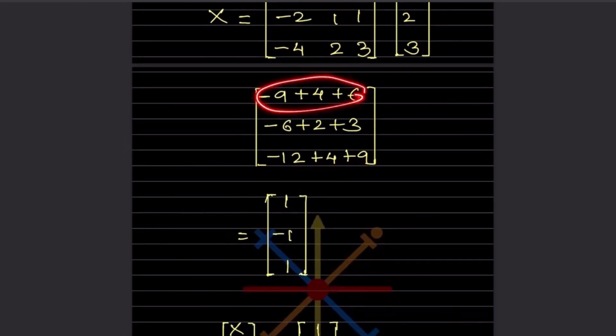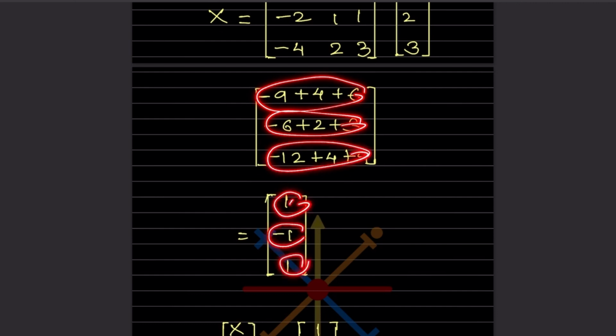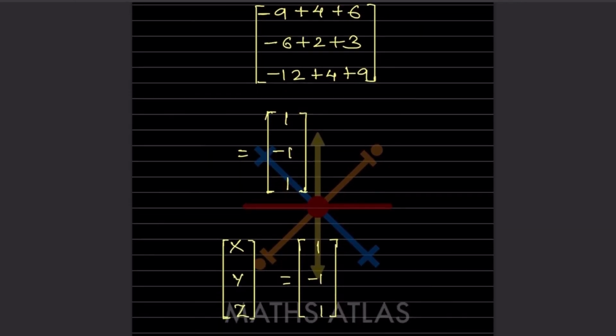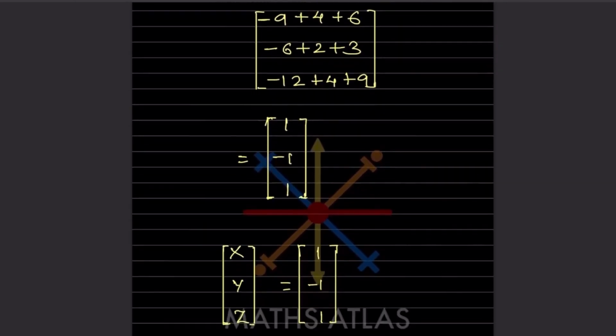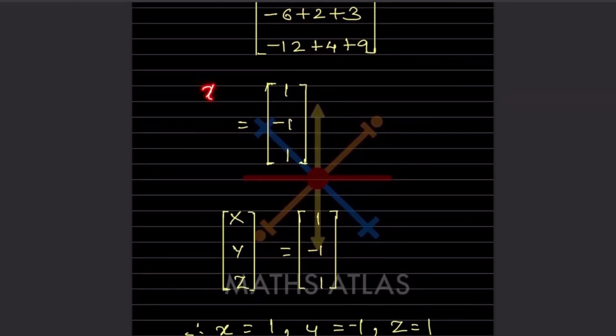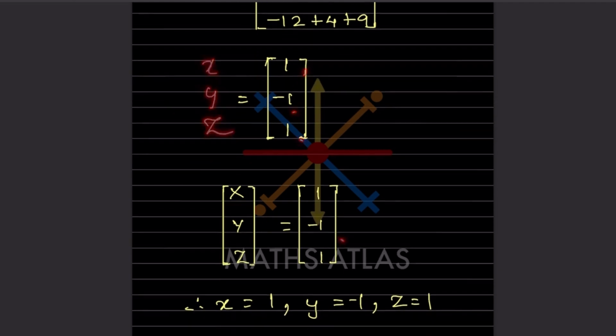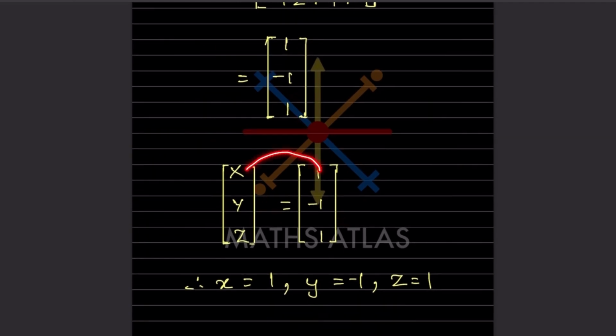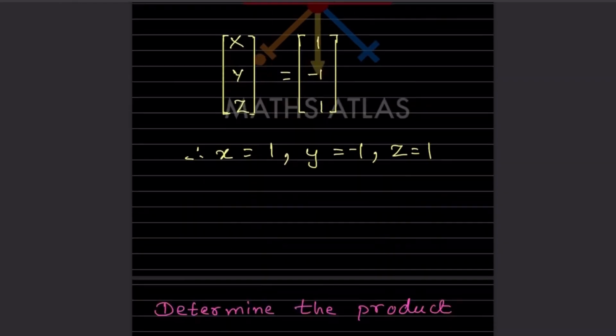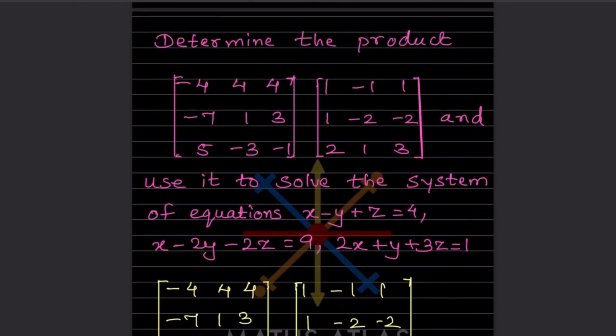So when you solve this one, that should be 1, minus 1 and 1. So whatever we got, this is the value of xyz. So here is xyz, that is 1, minus 1 and 1. Okay, so now the value of x is 1, y is minus 1, and z is 1. So now we have the next, determine the product of this other matrix given and use it to solve the equations. These are the equations given.